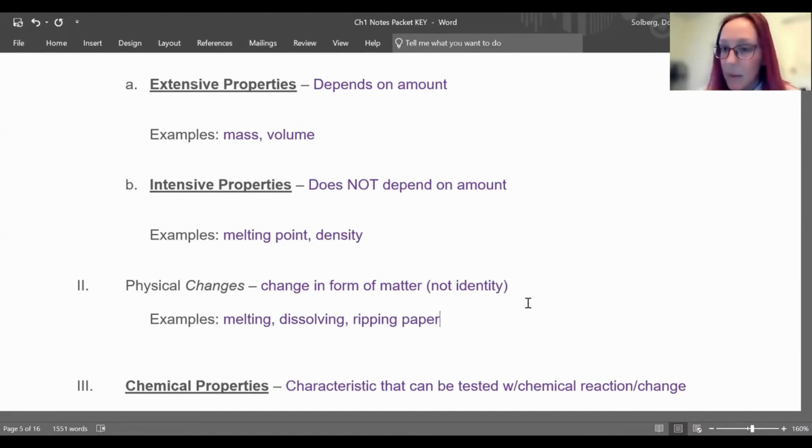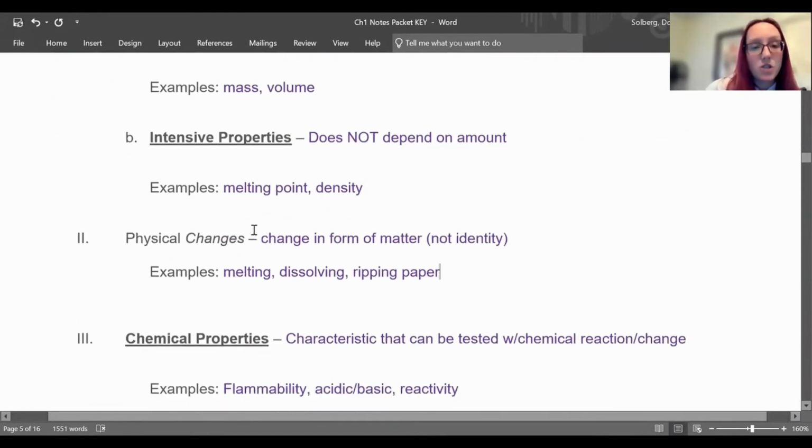One, you can get it back. That's a good way to think about it. And also, it still has the same properties, right? It tastes salty. It's still NaCl. I didn't change the formula by any means. So dissolving would be considered a physical change. Ripping a piece of paper, physical change. The paper is still made of the same stuff. Okay, so those are physical properties and physical changes.